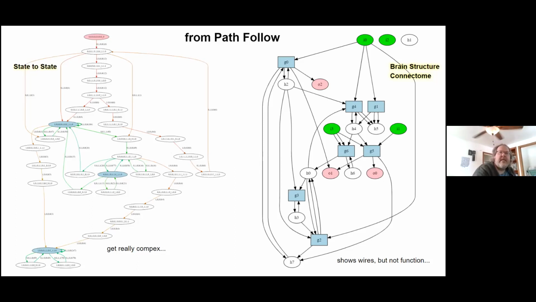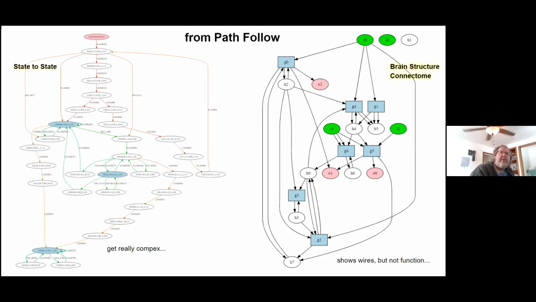These state-to-state diagrams tend to get very complex, so they can be difficult to analyze. This thing on the right is the brain structure, or the connectome. This is for a Markov brain. The green circles are inputs, the red circles are outputs, the white circles are the hidden or the memory, and the blue squares are the gates. You can see how the different inputs, outputs and hidden nodes are connected through gates. One of the things we can glean from this is that input 2 and hidden 1 are simply not being used. They're functionally not part of this.